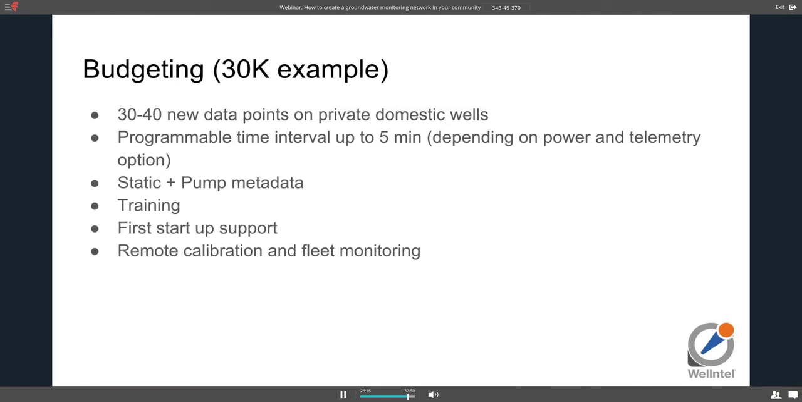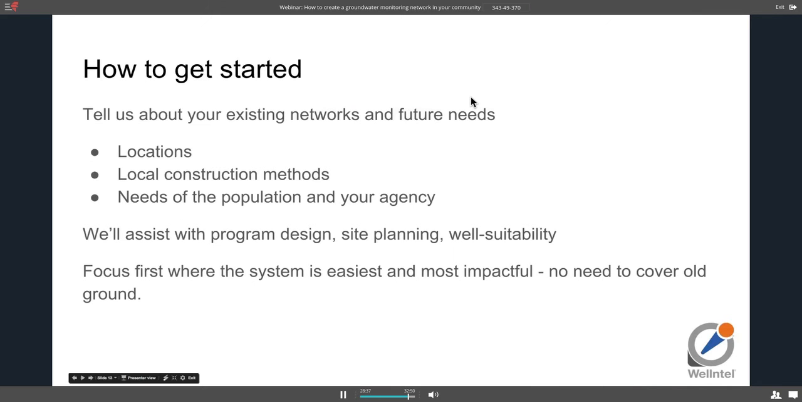Within a budget of $30,000, we would provide training to the sponsor team, and first startup support to the sponsor team, and of course remote calibration and fleet monitoring. So it's a whole program, frankly a multi-year program, with multiple locations and a giant impact in terms of information and knowledge for a very low cost.